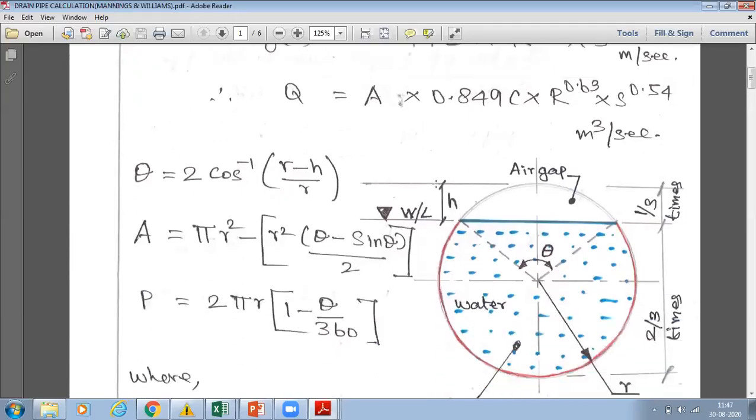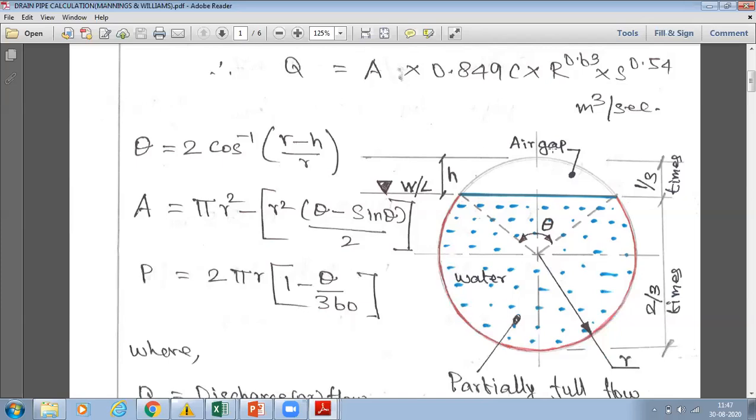The concept is that in this pipe we have to put an air gap. You should not consider that the full pipe is running with full water. You have to put an air gap in the pipe network, so that only then your water will flow smoothly. Otherwise, backflow will happen. The maximum air gap you have to put is one-third of the pipe size.